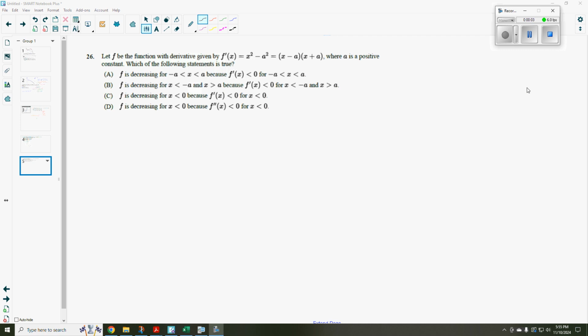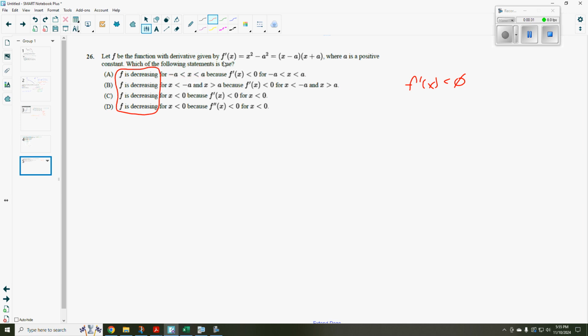So for this problem, again, all the answers are asking us that the function is decreasing for different conditions. So we know that the function is decreasing if f prime of x is less than 0. That makes it a decreasing interval.